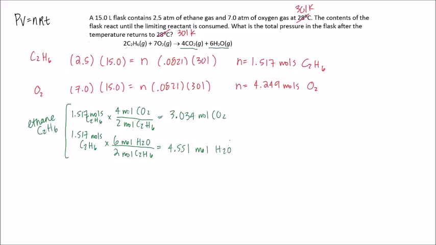So that's the amount of product produced by ethane. Now let's do O2. So we said we had 4.249 moles of O2. And once again, we're going to have to do that twice.